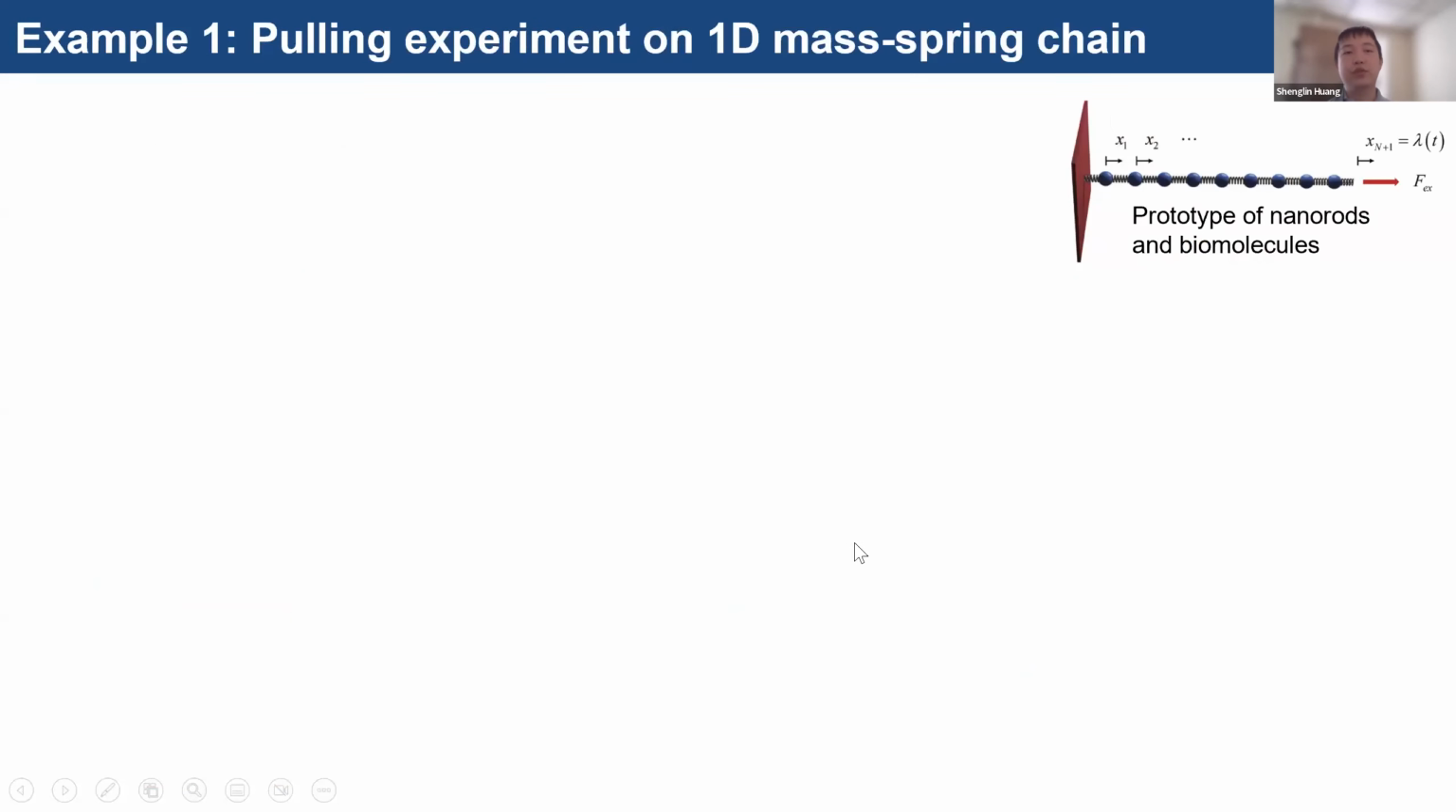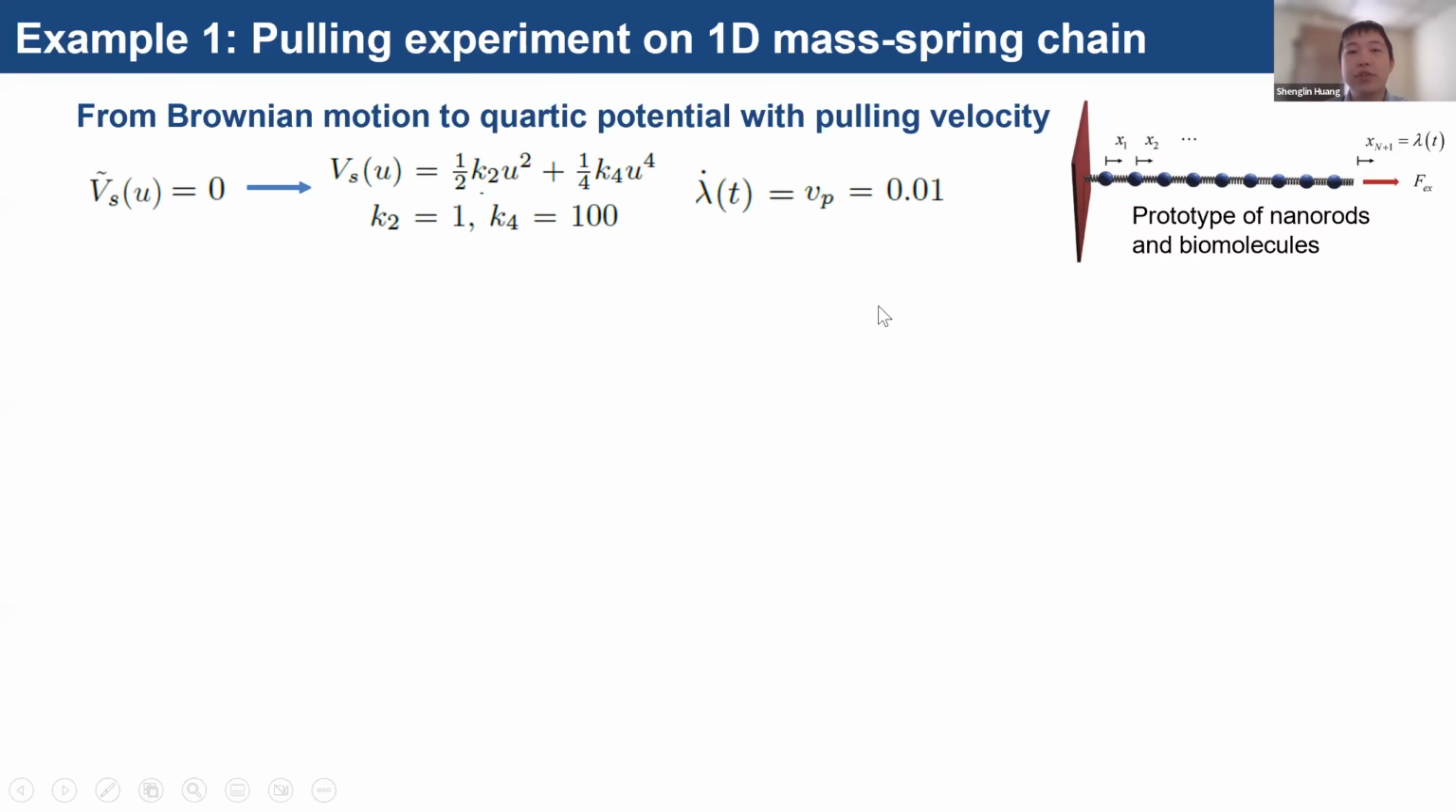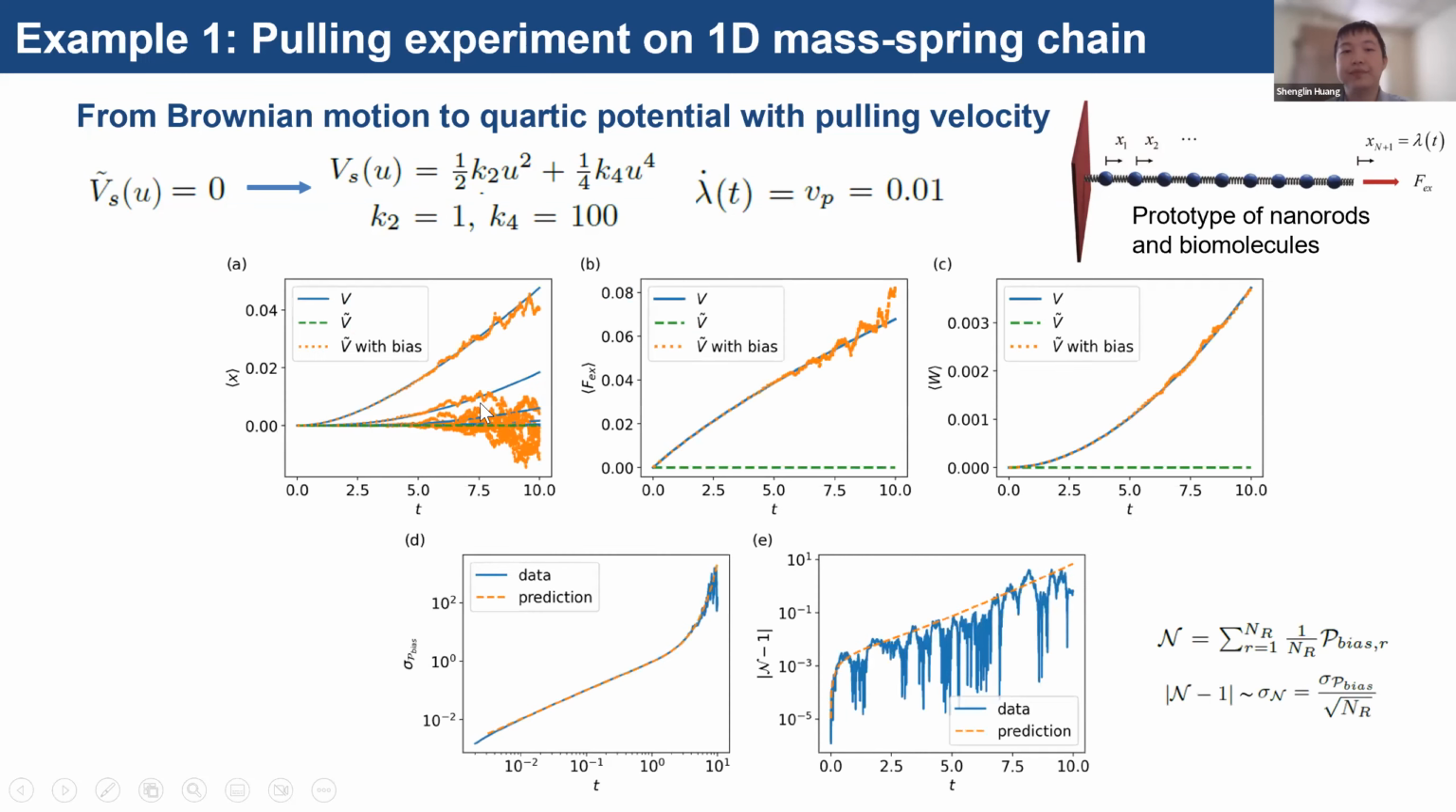So here I will use two examples to illustrate our strategy. The first one is a mass spring chain, which can be viewed as a prototype for nanorods and some proteins or DNAs. We start the system from Brownian motion, which means there is no interaction and no boundary condition. But we want to predict the system with a quartic potential and a constant pulling velocity. So here are the results.